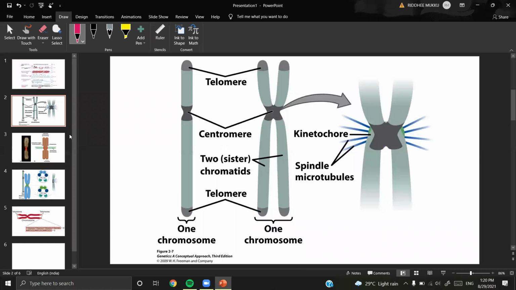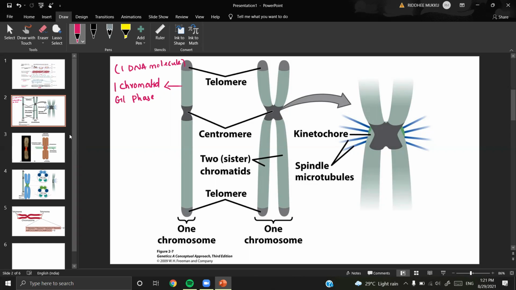Now, coming on to the structure of the chromosome, a chromosome usually comprises a single chromatid arm. This arm is called a chromatid. Usually, the single chromatid arm is present during the G1 phase of the cell cycle. So during the G1 phase, the chromosome has only a single chromatid, meaning it comprises a single DNA molecule.